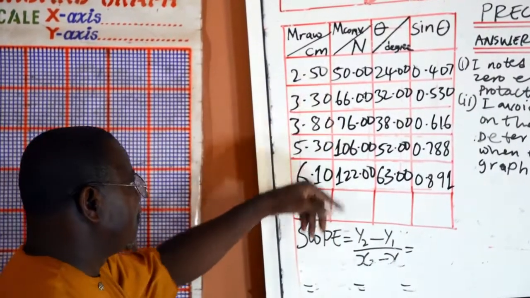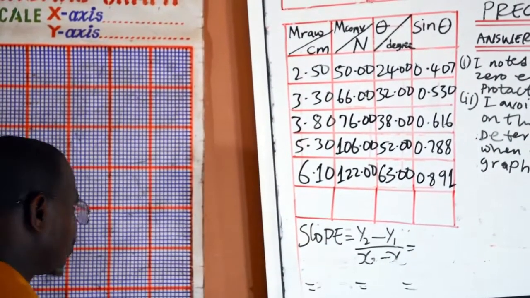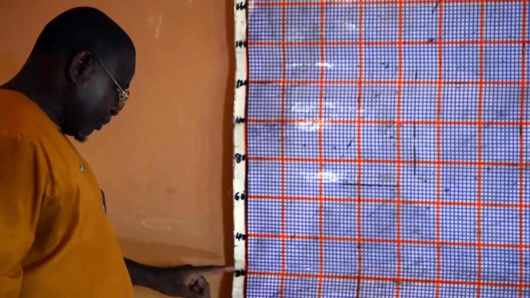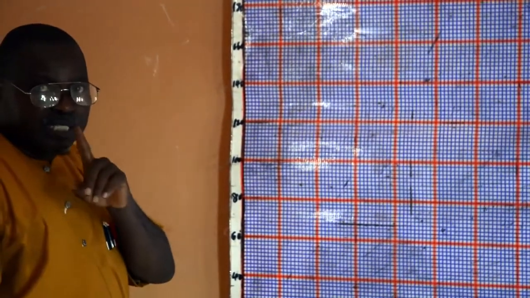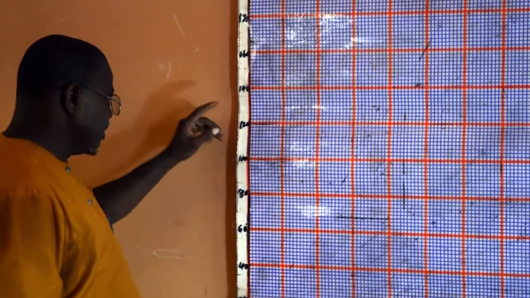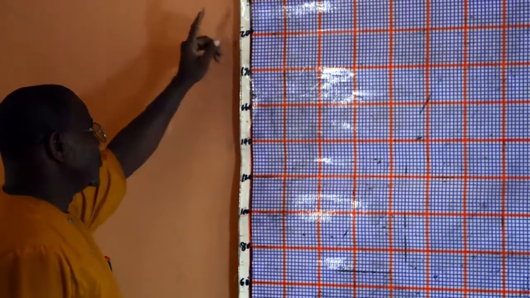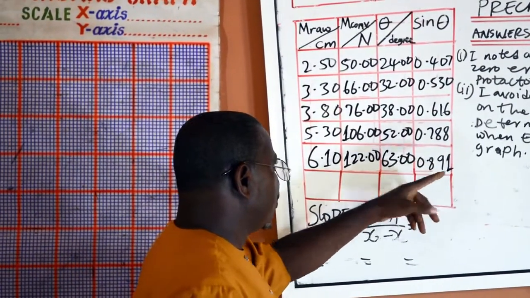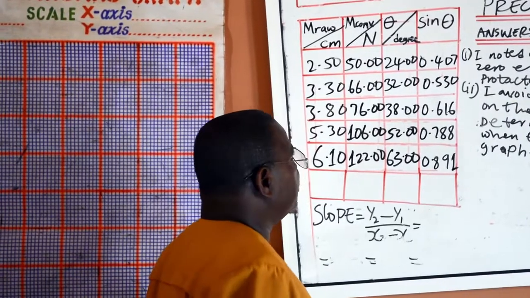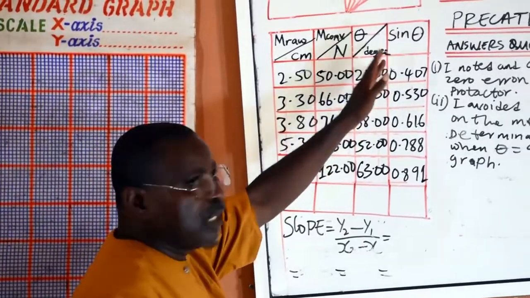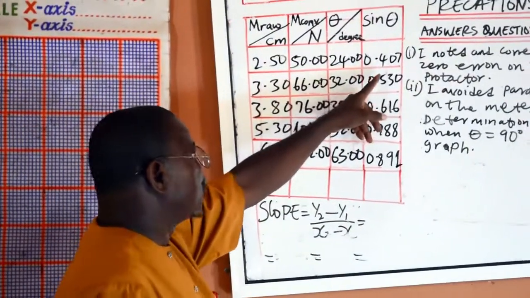Now, the minimum value here is 50 and the maximum value is 122. So as a result of that, a reasonable scale will be, you start from 0, 10 small squares is equal to 20 Newton. So 0, 20 Newton, 40 Newton, 60 Newton, 80 Newton, 100 Newton, 120 Newton, 140 Newton, 160 Newton, 180 Newton, 200 Newton. When you look at sin theta, the minimum value here is 0.407 and the maximum value is 0.891. If you remember, in the former practicals, the former video, I told you that when you are plotting a graph, you plot to 2 decimal places.